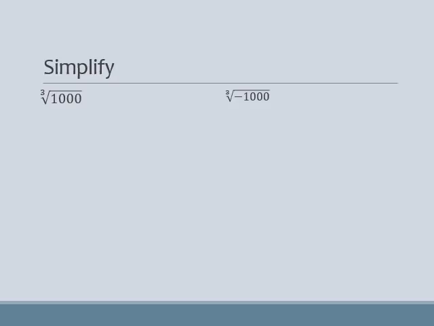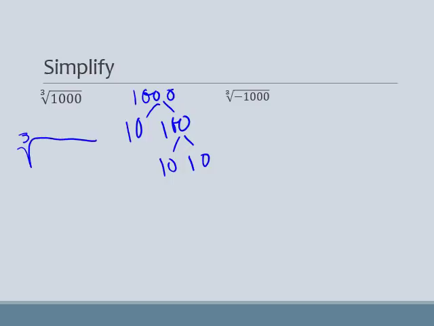Now these are different because I have a 3, so I need groups of 3. 1,000 breaks down to 10 times 100. 100 breaks down to 10 times 10. So we get the cube root of 10 times 10 times 10. I need groups of 3 this time. It's a lower, more secure level of prison. And so I've got this group of 3. It's going to come out and become 1. So the cube root of 1,000 is just 10.